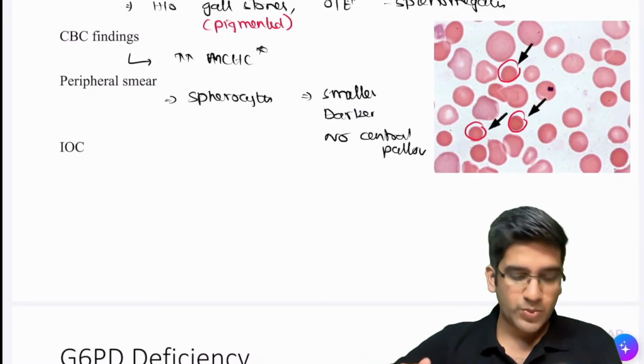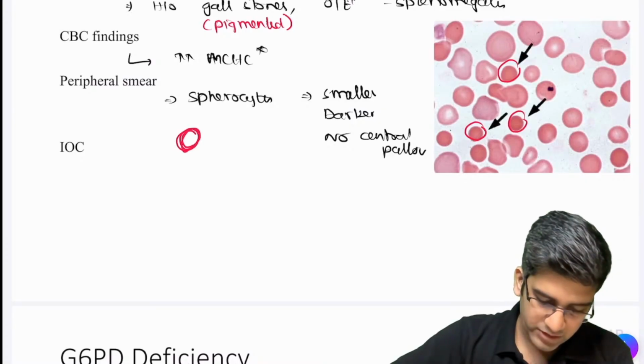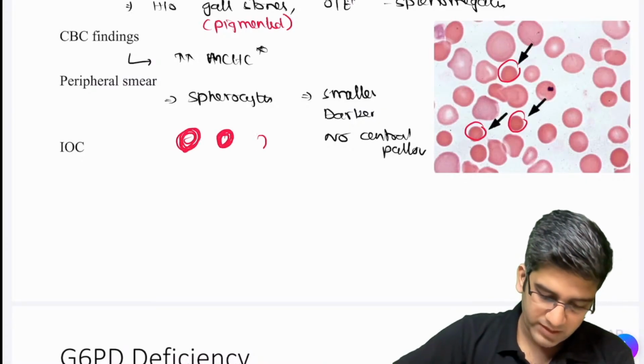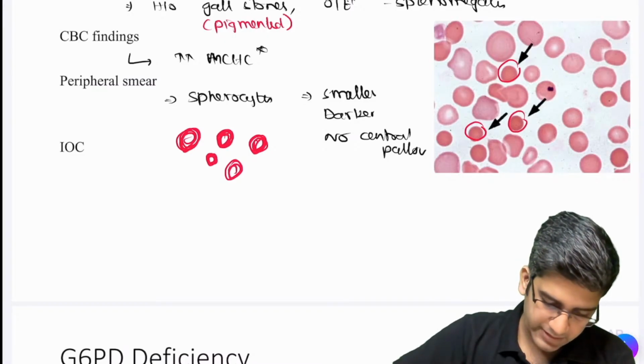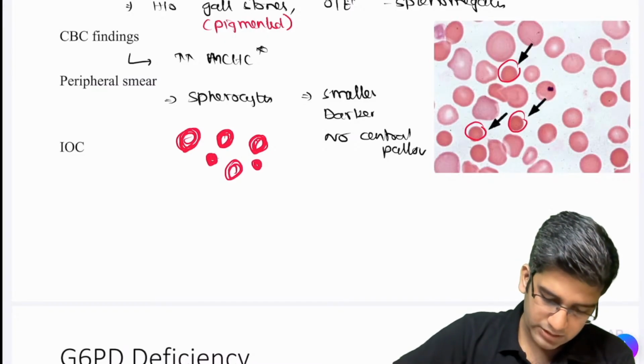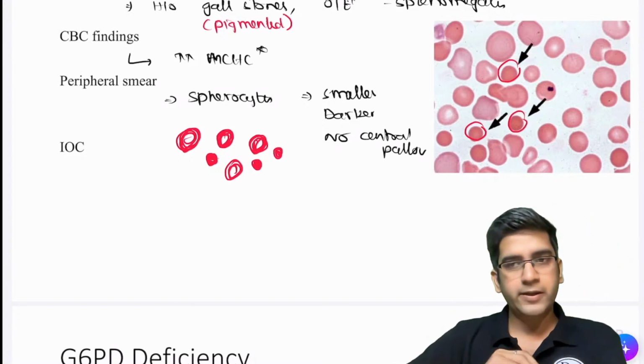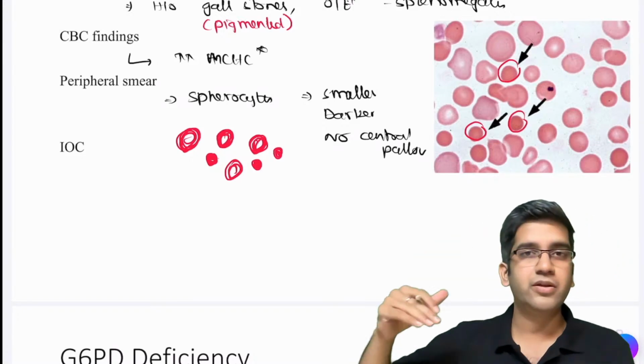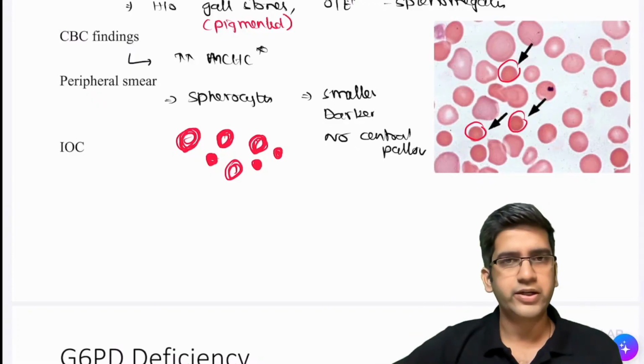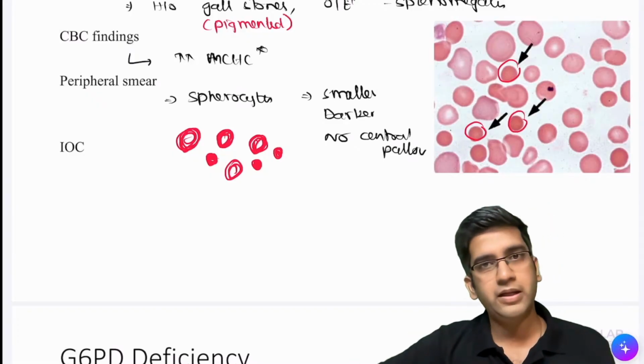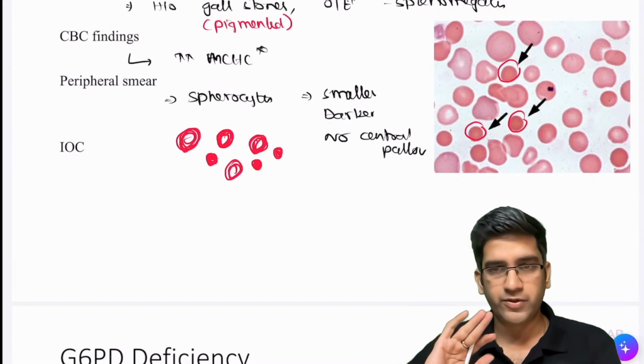Draw a diagram. It's very simple. Draw a diagram like this: a normal RBC with a central pallor, a normal RBC, and then a subtle tiny RBC. Smaller, darker, no central pallor. Just a simple description will go a long way more than writing the points. Smaller, darker, no pallor. I obviously am going to call it a spherocyte.